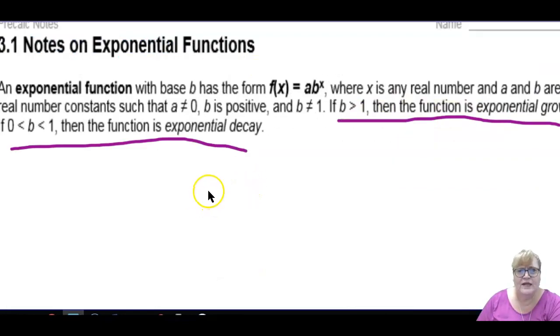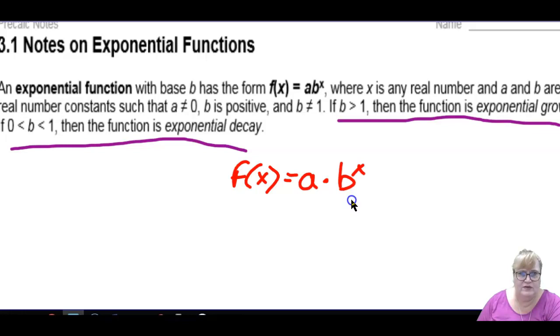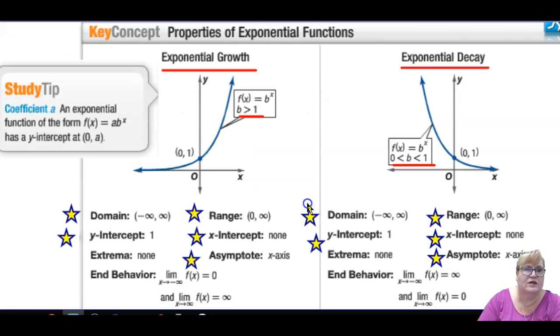So anything that can be written as f of x equals a times b to the x. Now, b has to be positive, okay? If b is greater than 1, it is an exponential growth function. If it's between 0 and 1, it's a decay function. It does have to be positive, the b value. The a value can't be 0. B can't be 1 because 1 to any power would just be 1, and that would be a constant function.